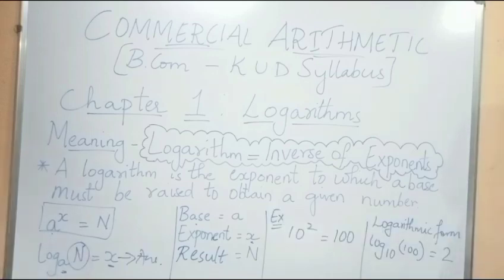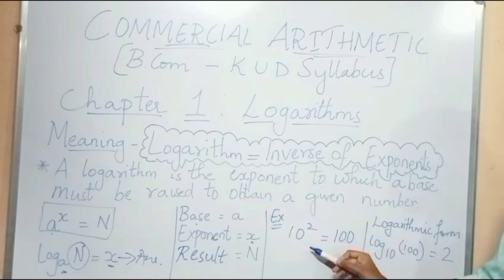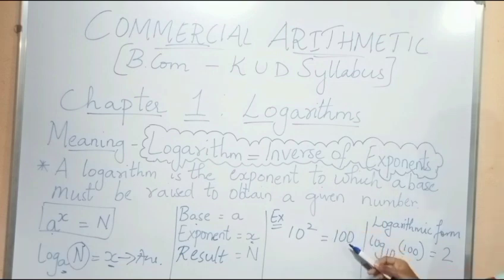Let's understand this with the help of an example. So 10 raised to the power of 2, the answer you get is 100. 10 is the base, 2 is the power or the exponent, and the result is 100. The logarithmic form of the same statement is log to the base 10 of 100 is equal to 2.